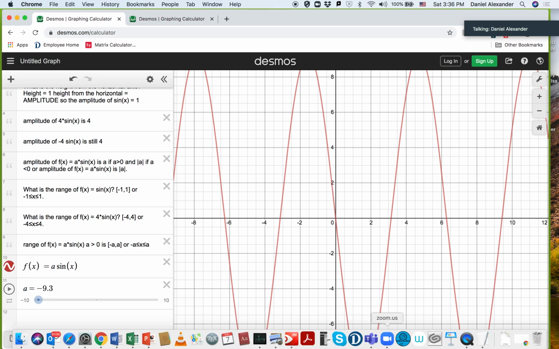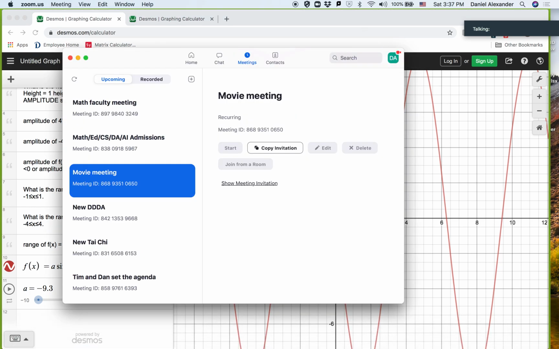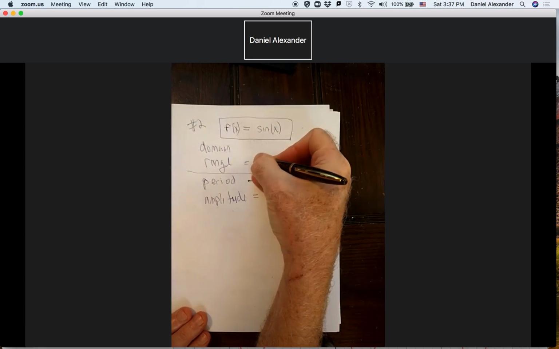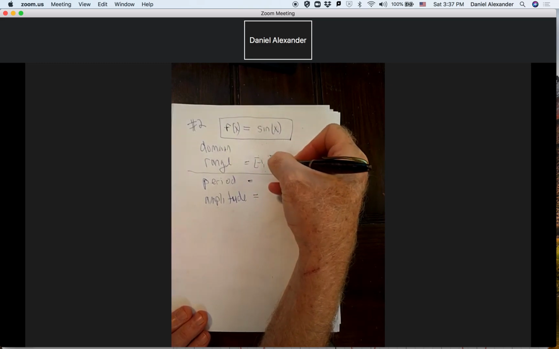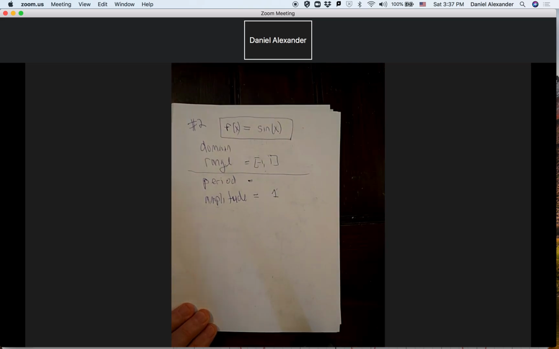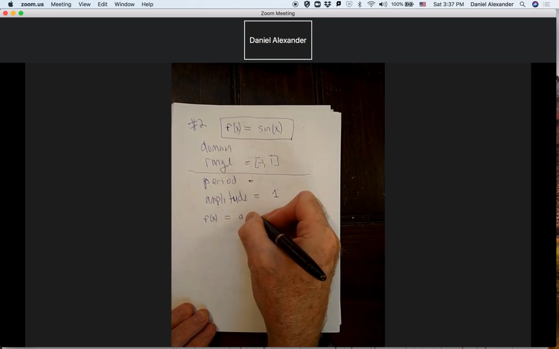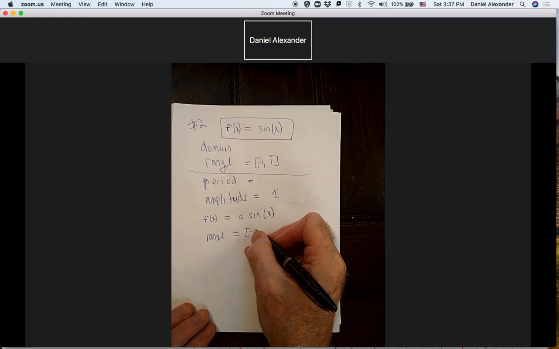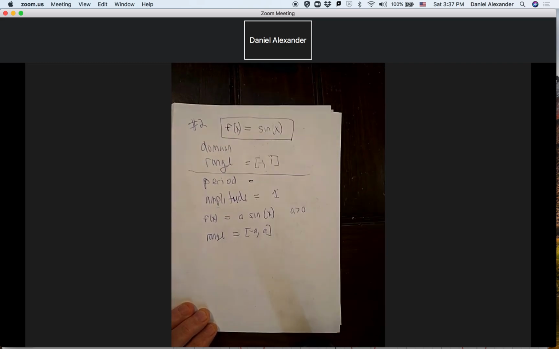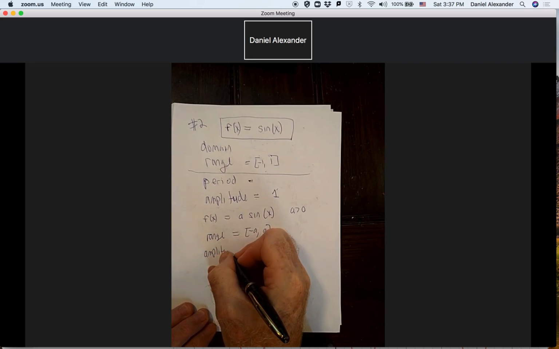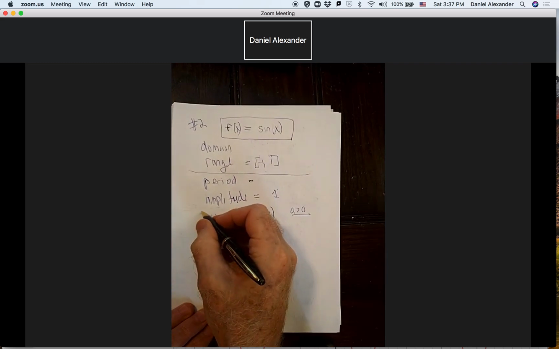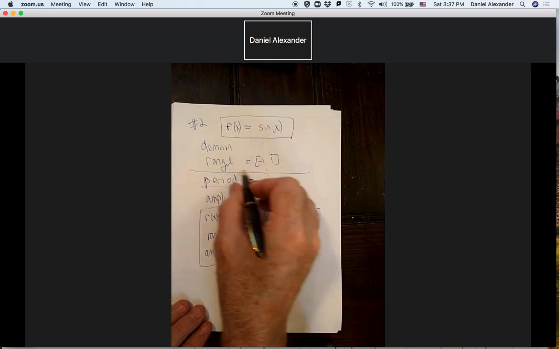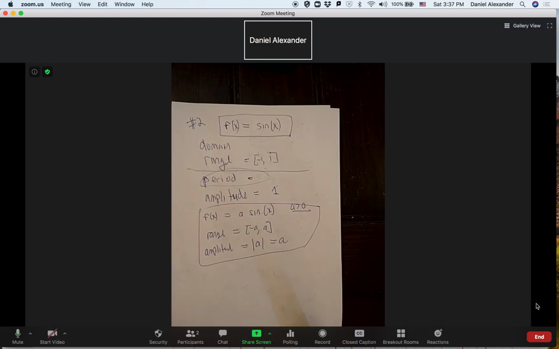Okay, so I'm going to go back and stop the share and say what we've decided so far. Okay, so we saw that the range of this function here was minus 1 to 1. The amplitude, we haven't talked about the period, was 1. And in general, we saw that if f of x is equal to A sine x, then the range is going to be equal to minus A to A. Here, I'm going to assume A is greater than 0, to keep things simple. And then the amplitude is going to be equal to the absolute value of A, which is going to be A since A is positive. Okay. Now I want to look at the period. The period is how long it takes before it repeats itself.